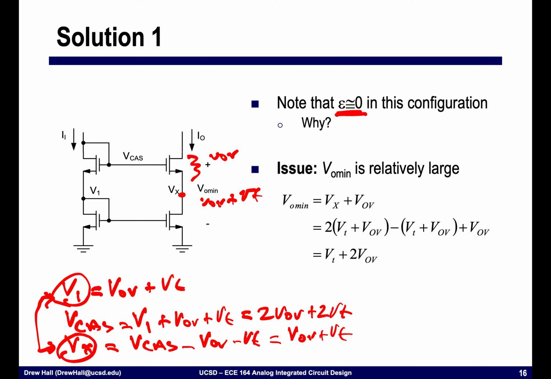However, I have delta VDS equal to 0, and I get a very high output impedance. And so this structure is a very good current mirror in a lot of ways. What we're going to look at now are other ways of generating Vcas that reduce the minimum output voltage.